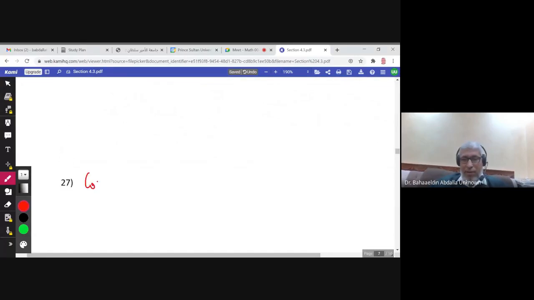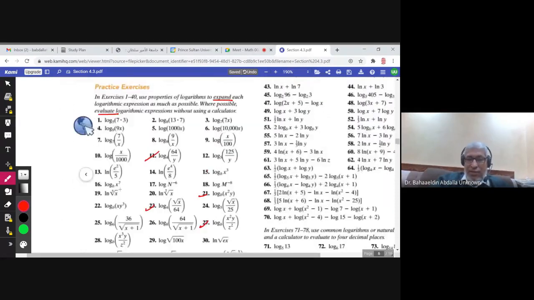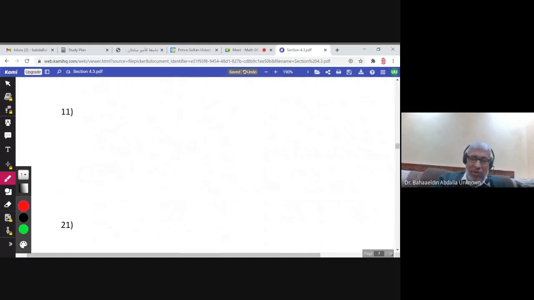Log x square y over z square to the base b, to any base. Okay. Expand. The question is expand. So we have one log. I can solve it immediately in one step. How? You can do that. It's no problem. You use the product rule here, and let us do it step by step.